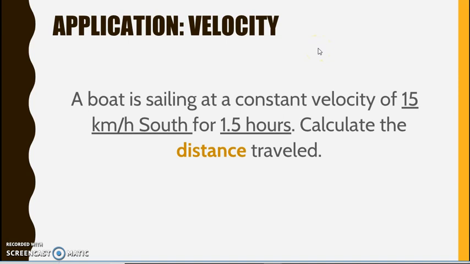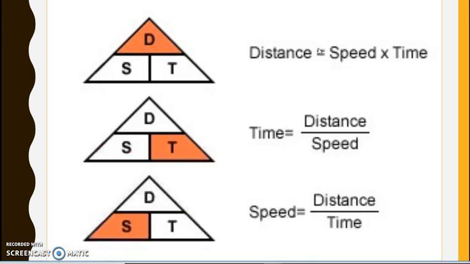A boat is sailing at a constant velocity of 15 kilometers per hour south. So there's your velocity, for 1.5 hours. So you can plug in velocity just like you can plug in speed. So we're trying to find the distance. It says right here, calculate the distance traveled. So if we go back and look at this, we're trying to find distance. So that's this first one right here. So we need to multiply speed times time.